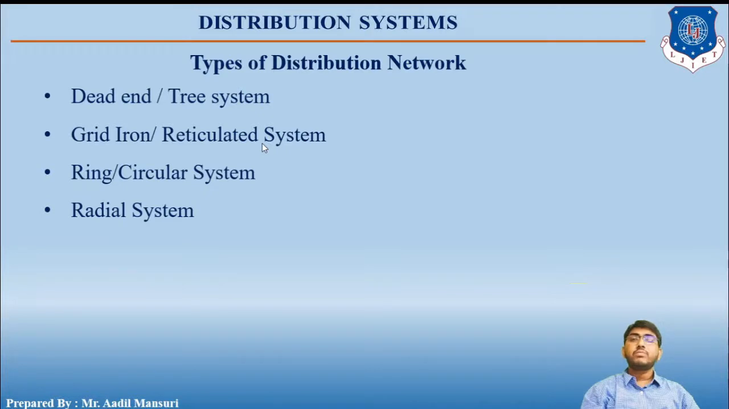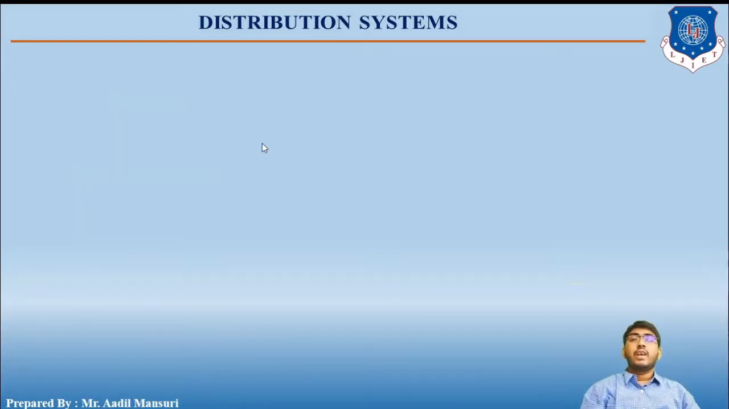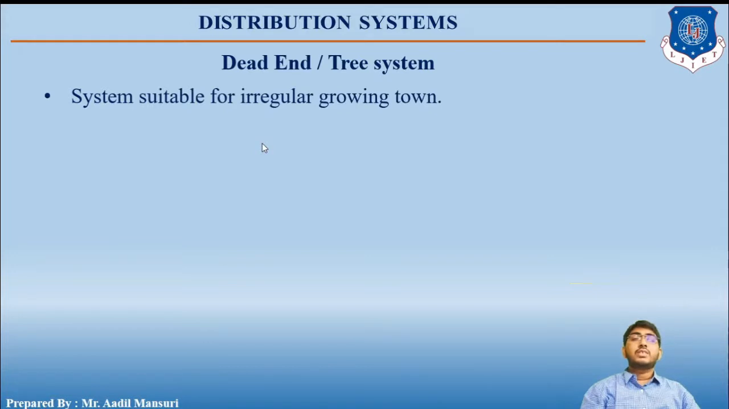Okay, so let us have a look at it one by one in depth. So the first one is dead end system or the tree system. This system is suitable for irregular growing town. It means that the dwelling houses or the colonies that are being established are in an irregular way, or only a particular area is getting developed and other area is not getting developed.